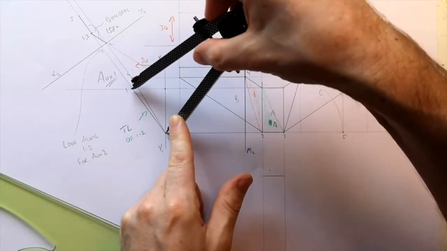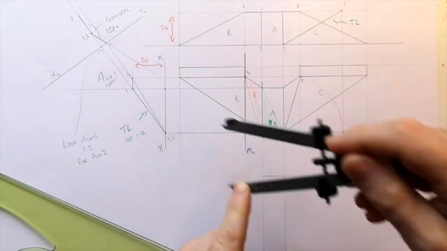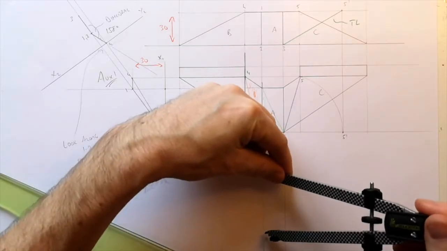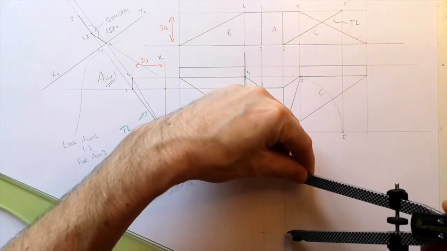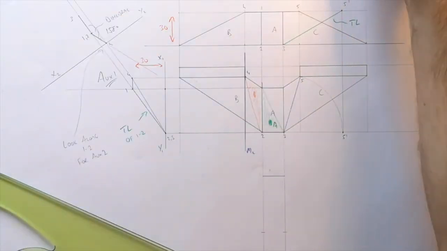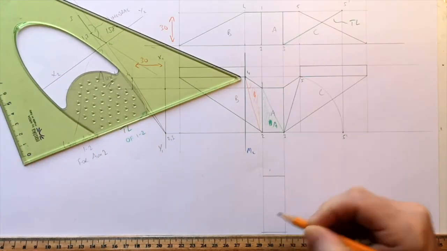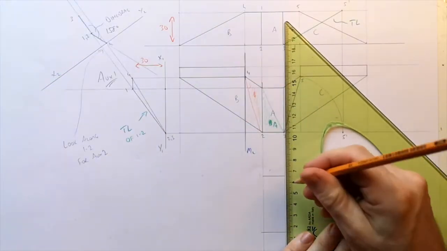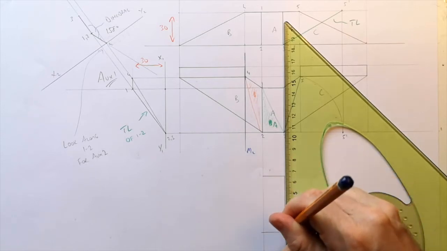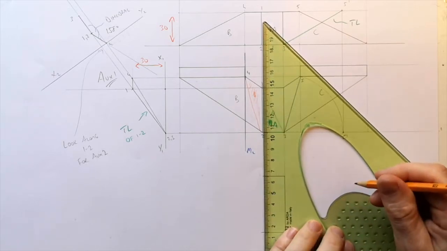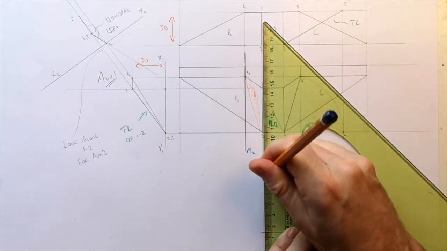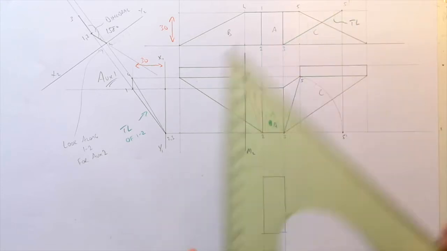There it is. Scoot in here. Measure with your compass. Don't know what it is, don't need to know. And there we are. Or you can just project across, but you get the idea. So this is now the development of A, the true shape of A. And again, some questions might ask it to you as a true shape question.